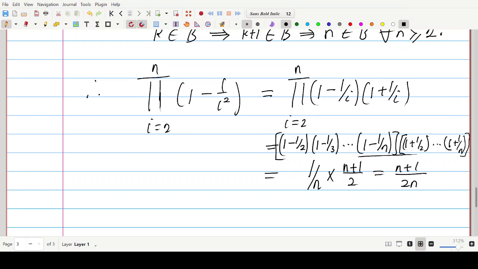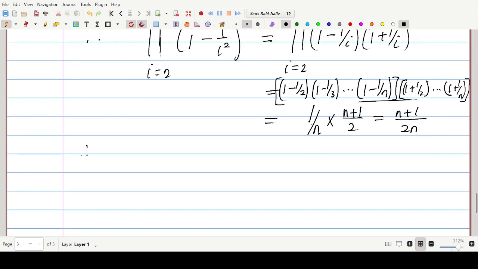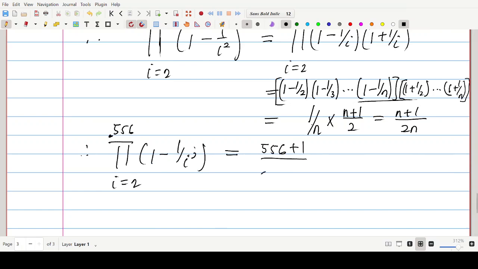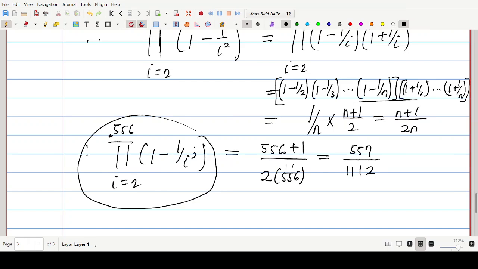So we can say, therefore, the product ranging from 2 to 556 of 1 minus 1 over i squared equals, since the highest number here is 556, 556 plus 1 over 2n, which is 2 times 556. So that gives us 557 over, multiplying out, 1112. So this entire expression has this as a result.